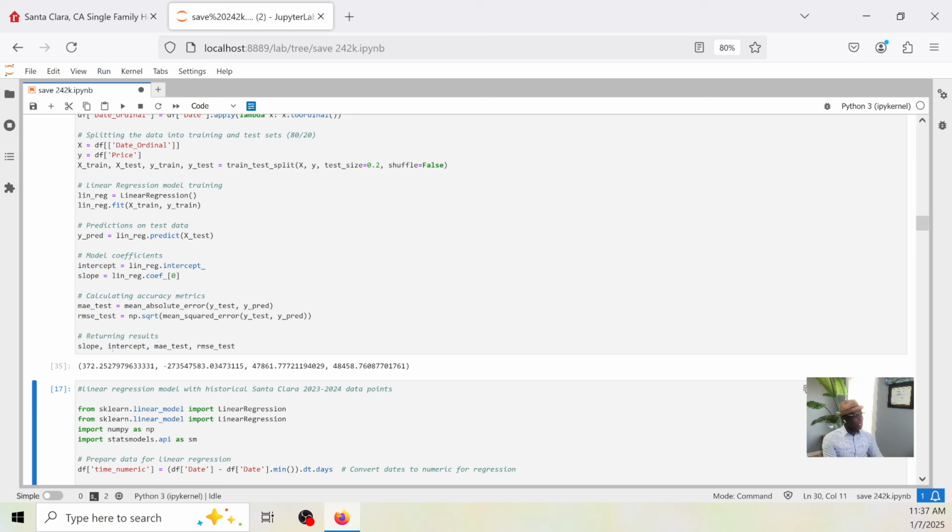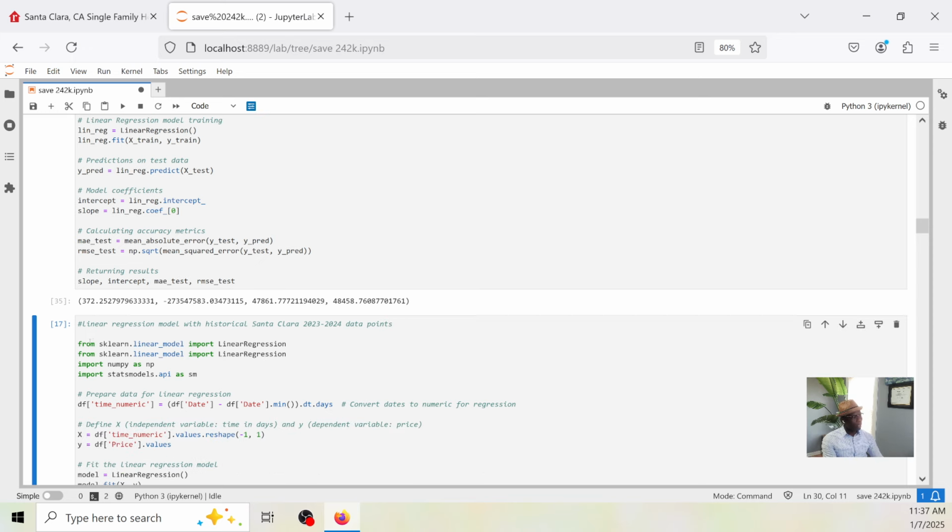Now we're going to be interpreting our slope, our intercept, mean absolute error, and root mean squared error on a test value. And we're going to do this later as well to ensure that our OLS results are something that we feel confident in. So again, applying the previous logic above, we're going to do the historical data, but now we're going to put our trend line on there, our linear regression model, just to see what that looks like.